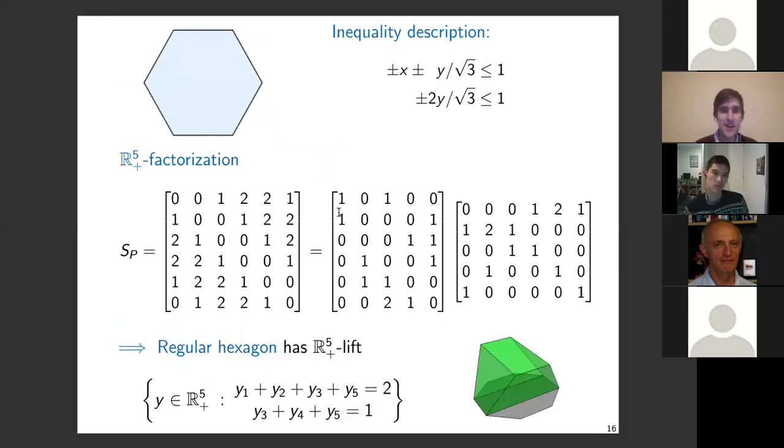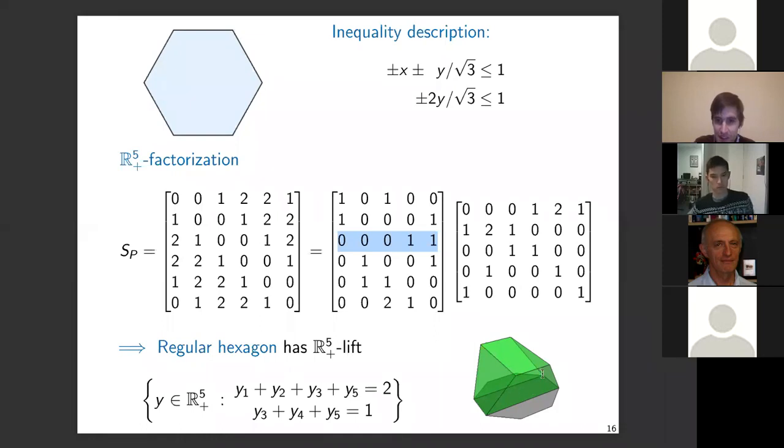So just to give you a concrete example, if we go back to our hexagon case, we have the slack matrix here, and it turns out you can write this non-negative factorization. So what's going on here is that these are the A's in the factorization map, one for each vertex. They're non-negative vectors in R5, and these columns are the B vectors in the factorization. And the consequence of the existence of this factorization is that the regular hexagon has a size 5 polyhedral lift.